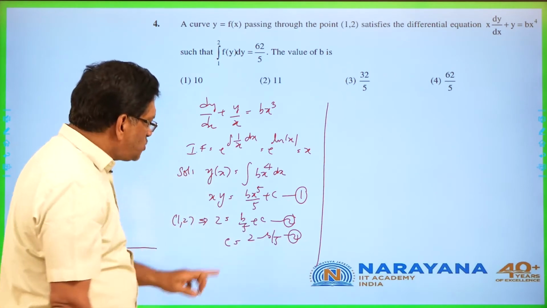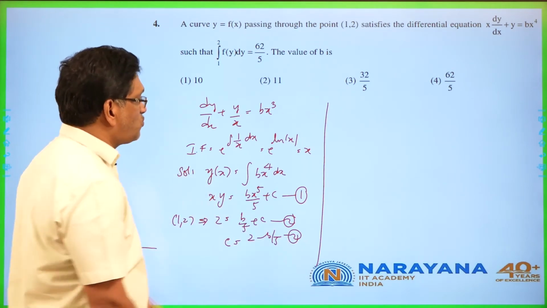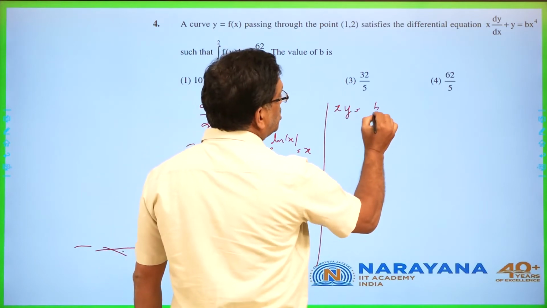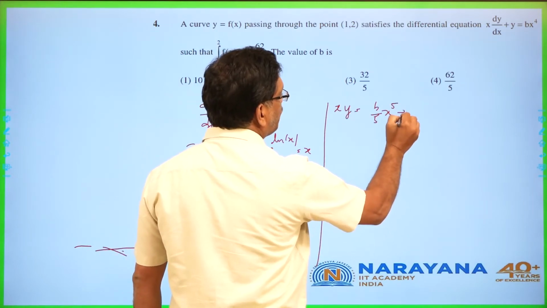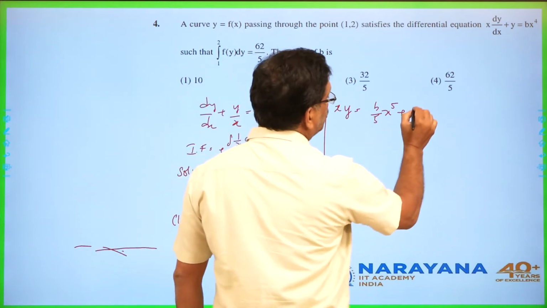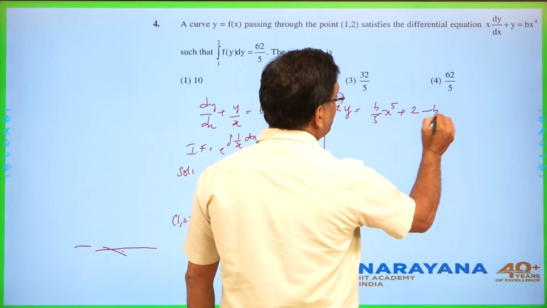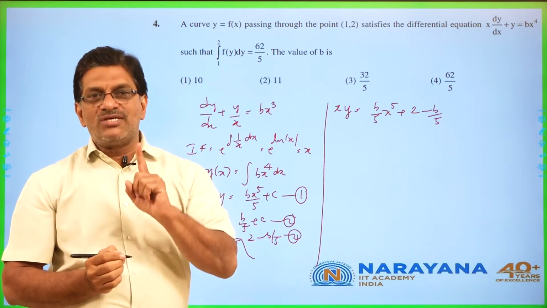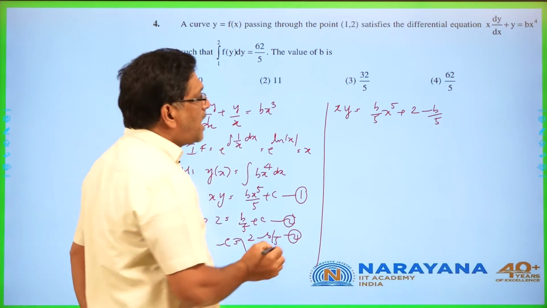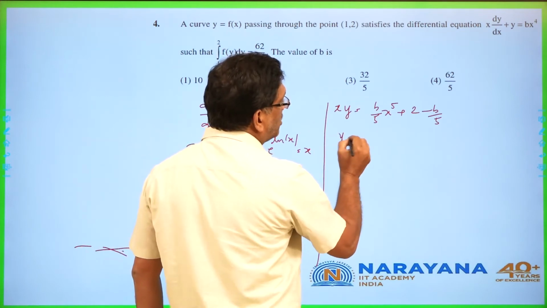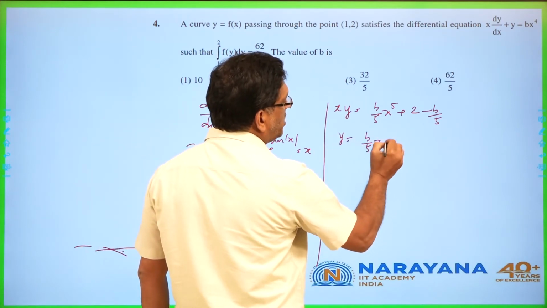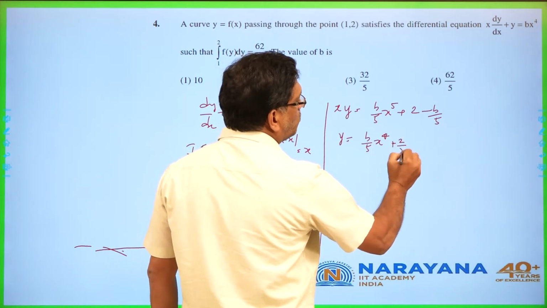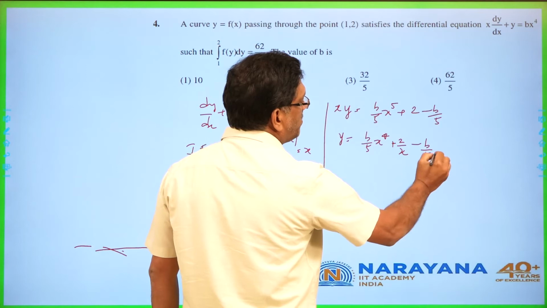Now I am going to substitute this condition in this one. So x into y is equal to b by 5 x power 5 plus 2 minus b by 5. We are going to write like this. Thereby one constant we have directly eliminated. Now, I want actually y. y equals b by 5 x power 4 plus 2 by x minus b by 5x.